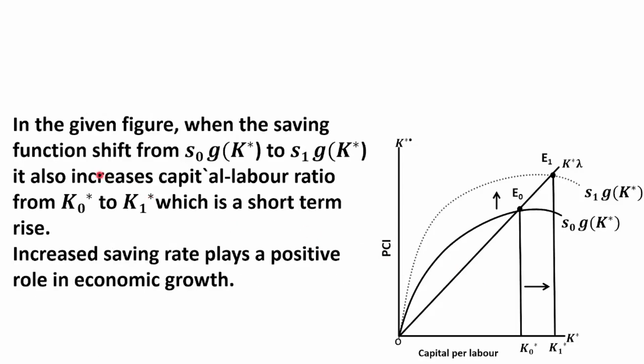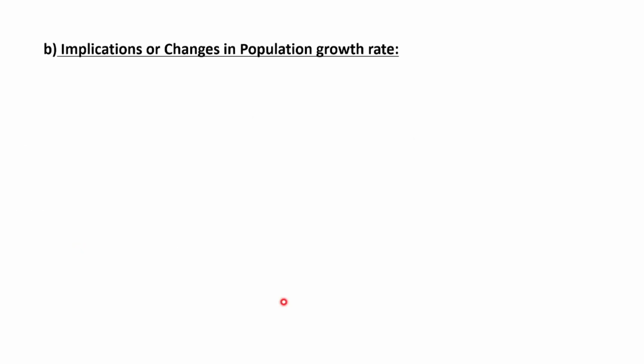So in written form, in the given figure, when the saving function shifts from S0 GK asterisk to S1 GK asterisk, it also increases the capital labor ratio from K0 asterisk to K1 asterisk, which is a short-term rise. So increased saving rate plays a positive role in economic growth. Now let's go to the other implications.